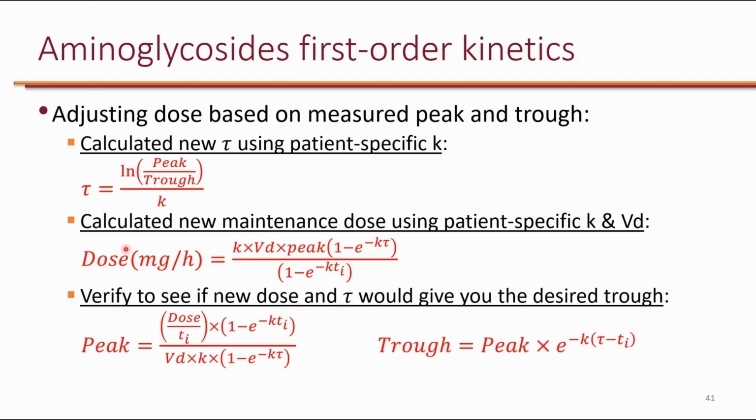Once we get the dose and tau, then we can actually verify to see if the new dose and frequency is going to give us the peak and trough that we want. So we can use this to estimate what peak we can expect from this dose and frequency. So you plug it in and it will tell you what the peak is, and then you use this peak here to see what trough it would give you. And that's how you verify to see if the dose and frequency that you're about to recommend is actually going to give you the goal peak and trough.